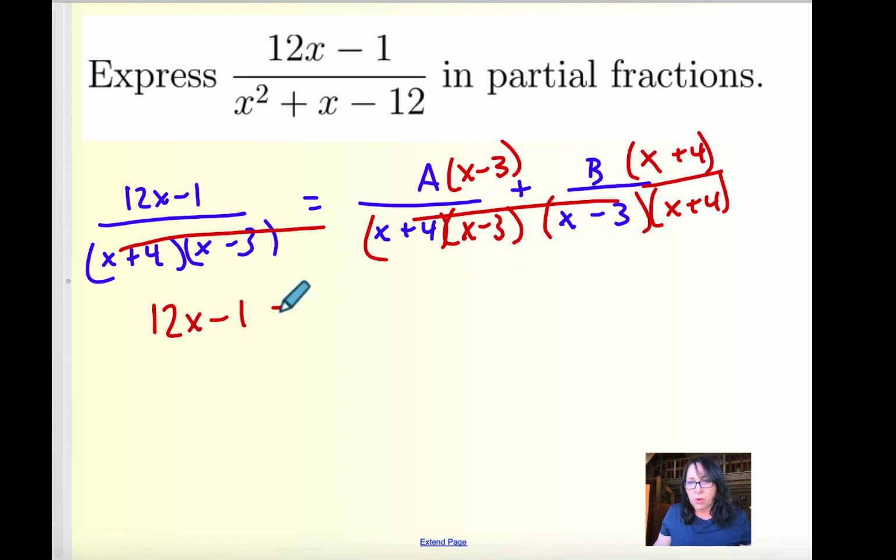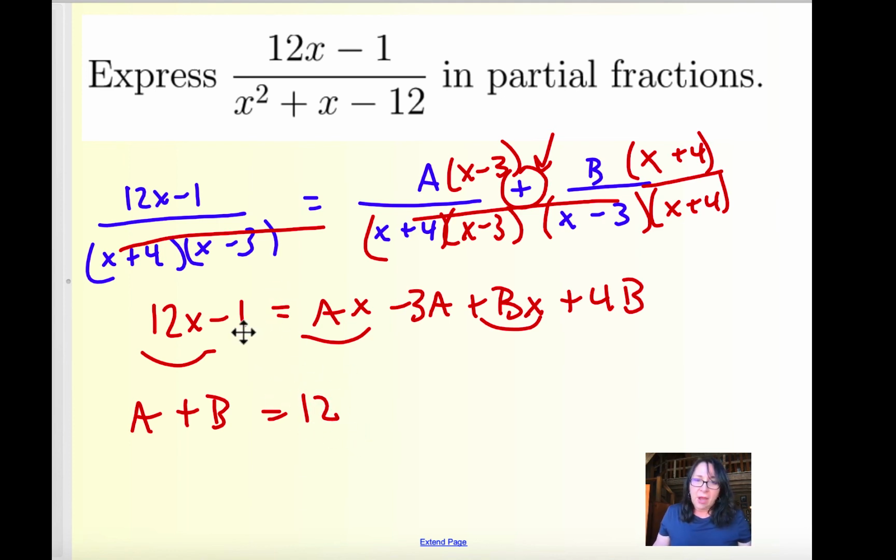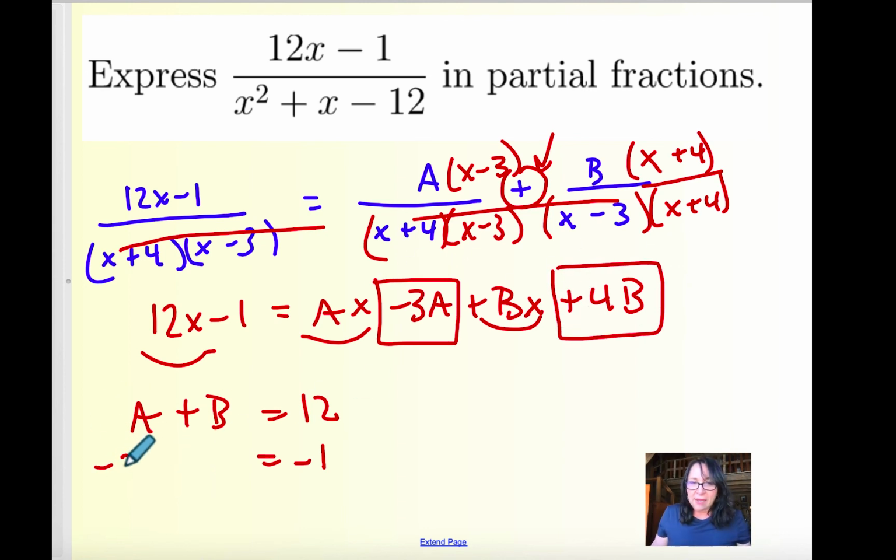I get 12x minus 1 equals Ax minus 3A plus, be careful on the sign, right? Just that goes with the B. So that would be plus Bx plus 4B. And then combine your terms, right? I've got combine my x's, and so that's A plus B equals 12. And then I've got the negative 1 is here, and that's what's left, which is my negative 3A plus 4B.